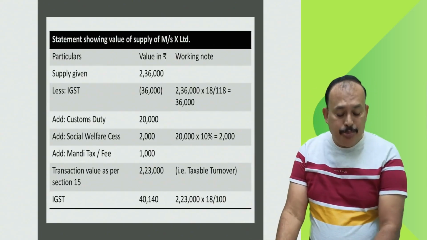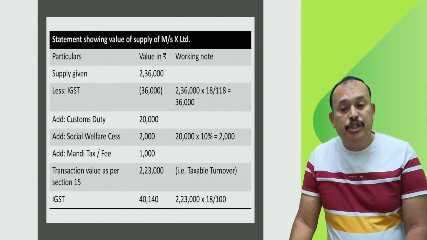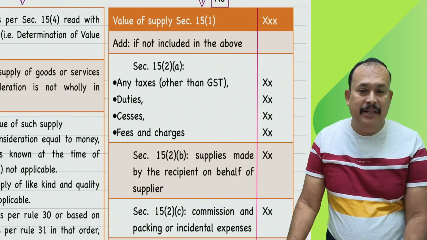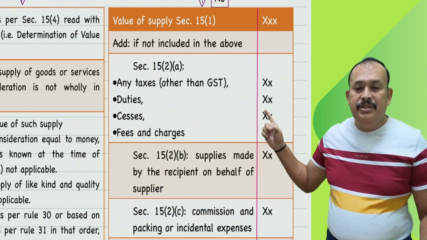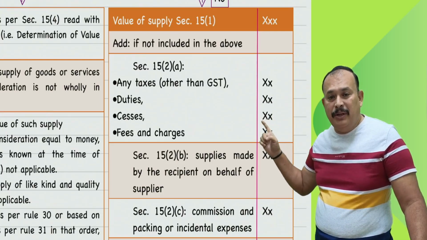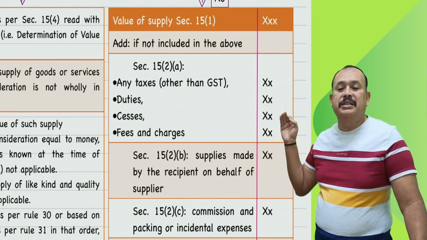So as per section 15 subsection 2 clause A, just now we understood, no? In the given case, all taxes and duties should be added in the value of supply except GST taxes.